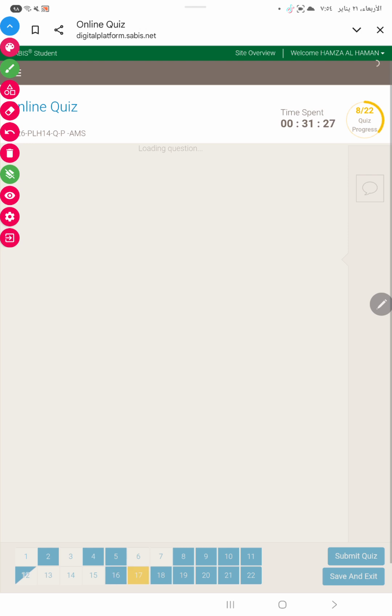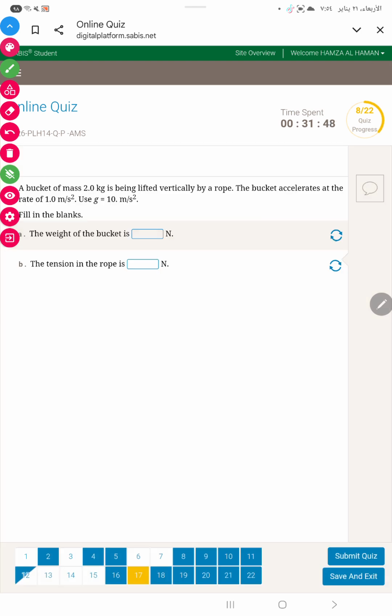Next question, number 17. A bucket of mass 2 kilograms is being lifted vertically by a rope. The bucket accelerates at rate 1 meter per second squared. The weight of the bucket is W is equal to mg. So just multiply, 2 times 10, which is 20. So here you have 20.